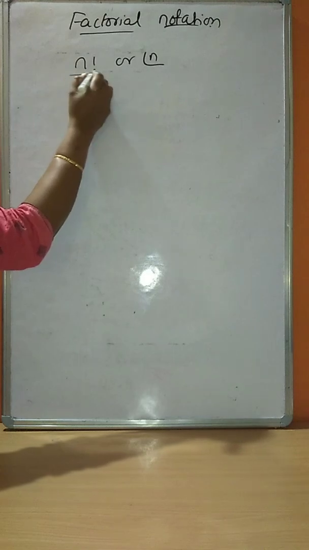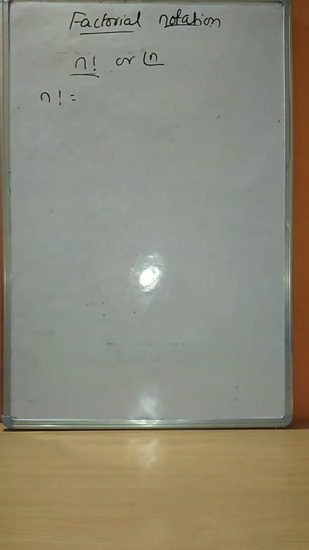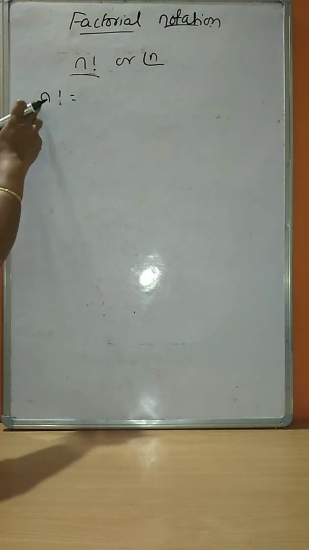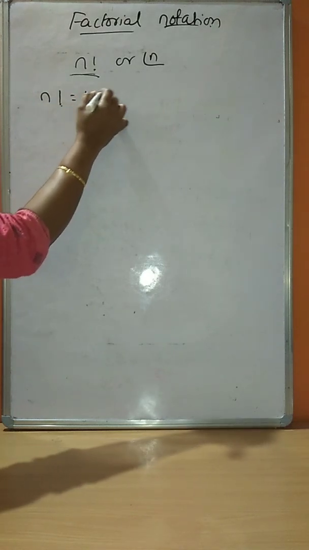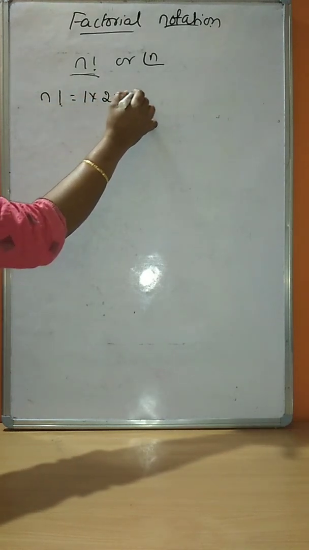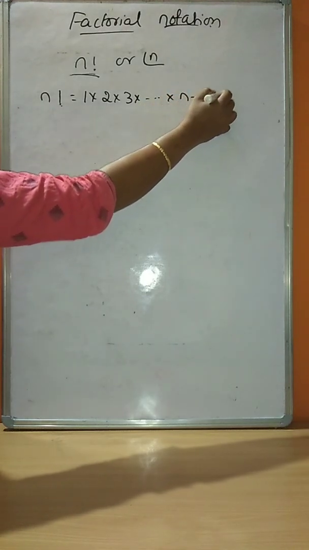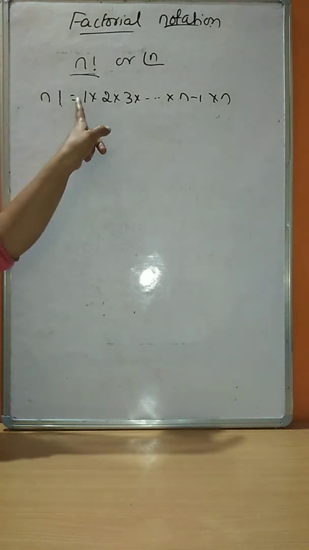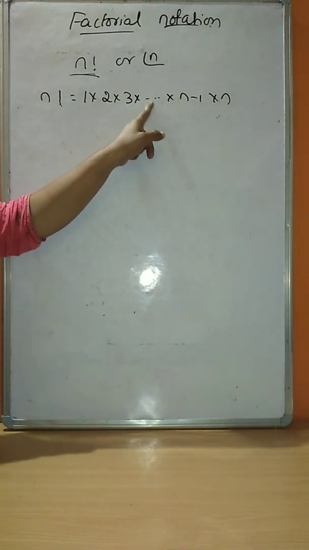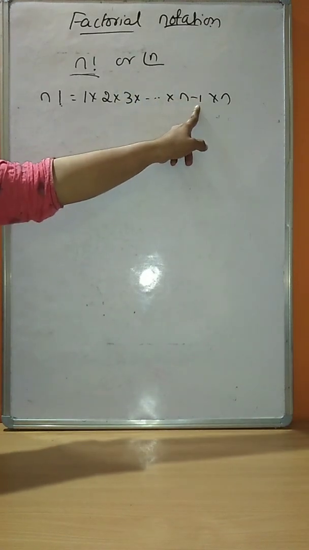This n factorial can also be written in a different manner. How to write this? What is n factorial? N factorial is 1 into 2 into 3 into etc., into n minus 1 into n. Here 1, 2, 3, 4, 5, etc., up to n minus 1 is a continuous sequence of numbers.